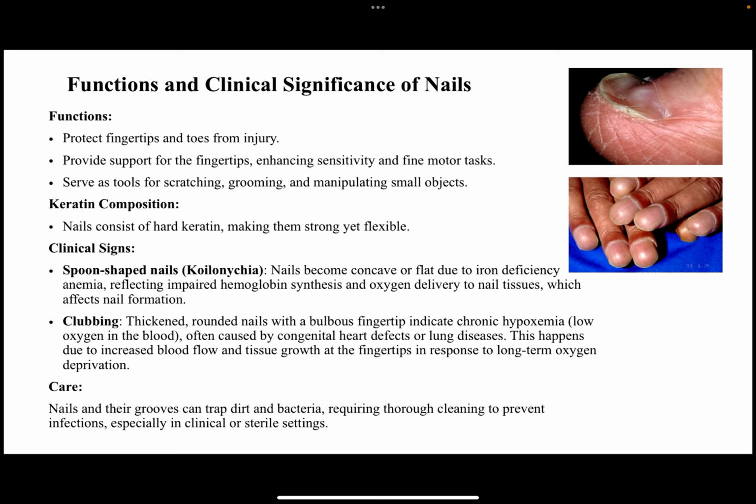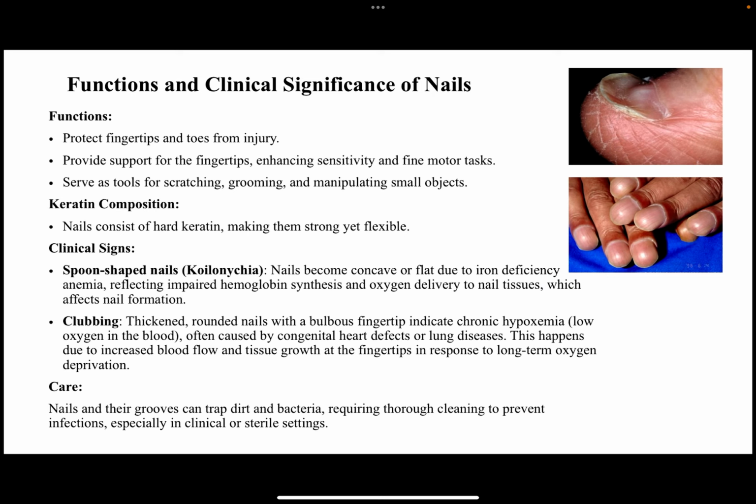We have a condition that we call koilonychia. Koilonychia is when the nails become concave. It forms something like a bow. It becomes concave, and you can even put something inside. It's very common among patients with iron deficiency disease, and it reflects a problem with hemoglobin synthesis. If you lack oxygen or your hemoglobin levels go down, oxygen delivery to the nail tissues reduces, and that affects the formation of the nails. That is what causes koilonychia.